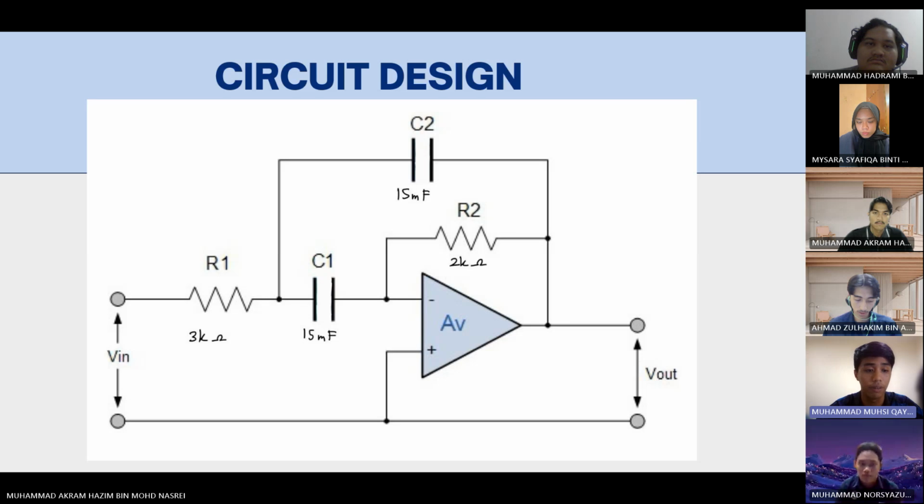Now let's look at the components of the circuit and how they contribute to its function. The first one, you have resistor R1 and C1. These two components form a high pass filter at the input of the circuit. The high pass filter allows signals with frequency higher than a specific cutoff.